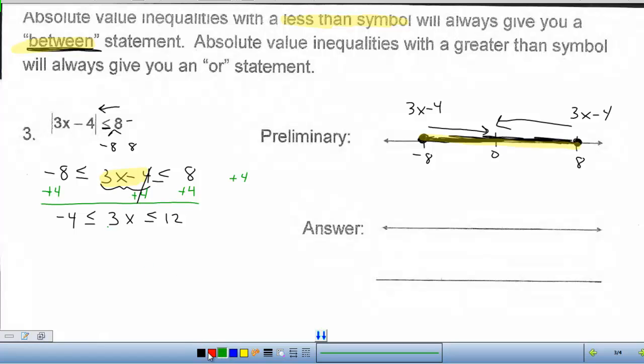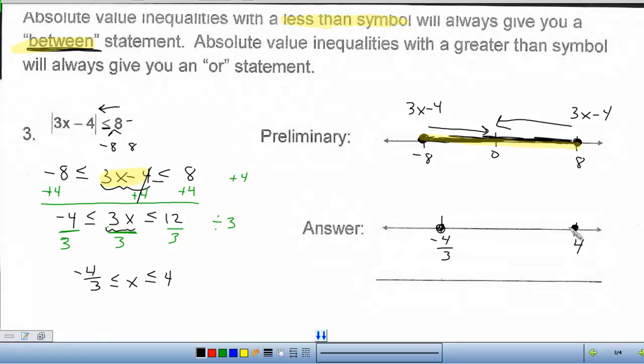Now I still have a 3x. I need a 1x. We divide all three sides by 3. So we get -4 over 3 is less than or equal to x is less than or equal to 4. So the answer is between -4 over 3 and 4.